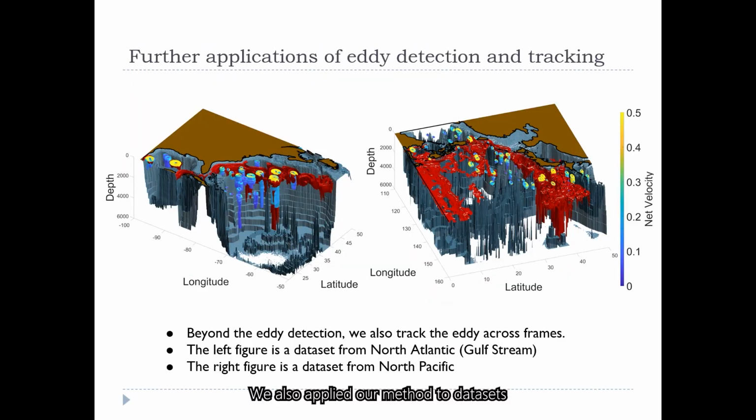We also applied our method to datasets for the North Atlantic and the North Pacific. Here, small black lines connect to the yellow centers of the 3D eddies in blue to show the recent movement of the eddies.